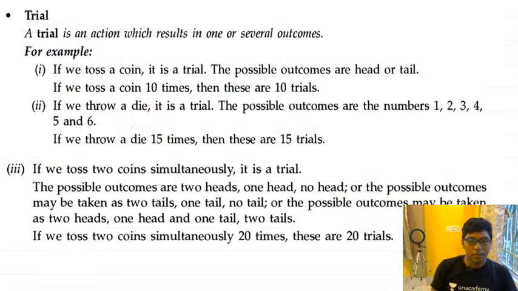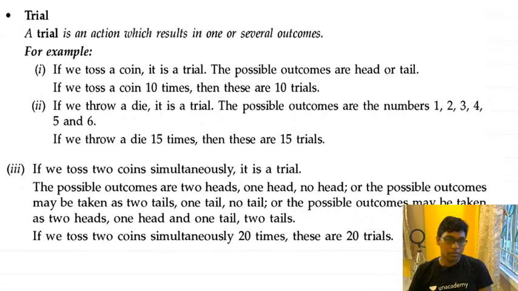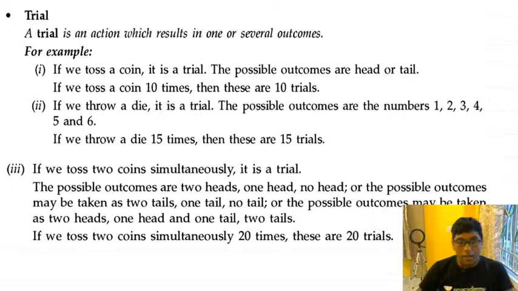So we will now discuss the concept called trial. A trial is an action which results in one or several outcomes. For example, if we toss a coin, it is a trial. The possible outcomes are head or tail. If we toss 10 coins, those are 10 trials. Throwing one coin is a trial. If I perform the same thing again and again, I am doing the trial again and again, but the outcomes will not change. The outcome will be either head or tail.